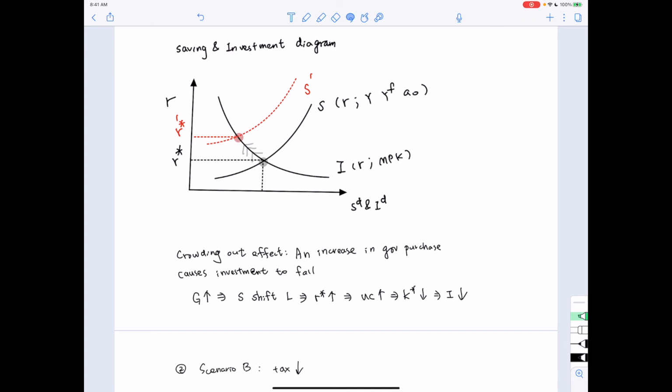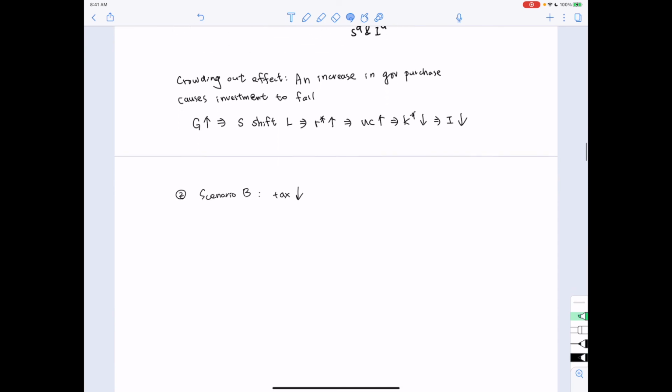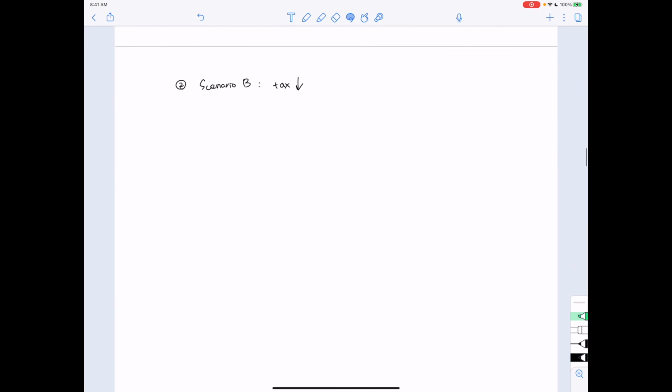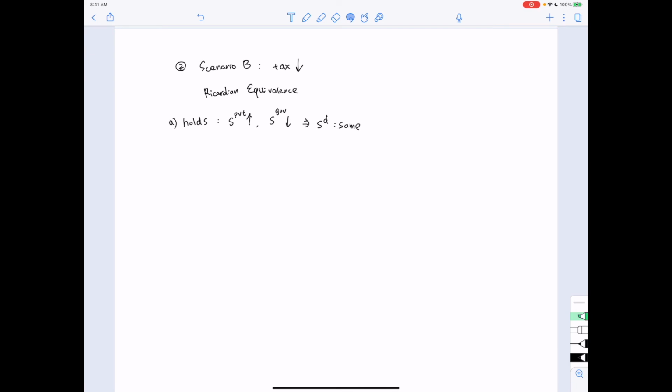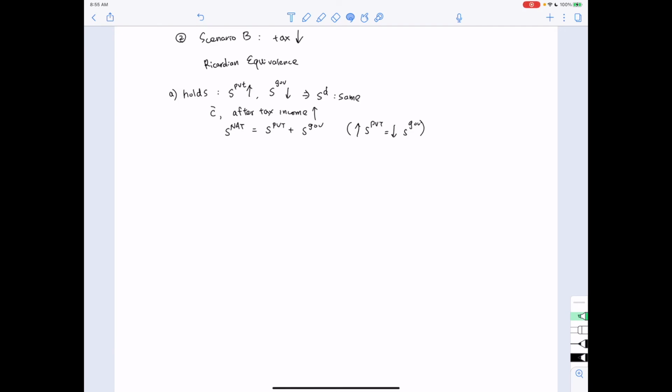Now we want to look at the second scenario, which is about how government tax collection affects the goods market equilibrium. When we talk about tax, we have to think about the Ricardian equivalence we learned before. We know that when the Ricardian equivalence holds and the government reduces the tax, private consumption behavior will not be affected. However, because the government cut the tax, the after-tax income becomes higher. Then private saving should increase. The increase will be exactly the same amount as the tax cut.